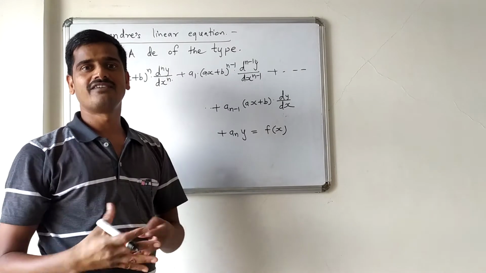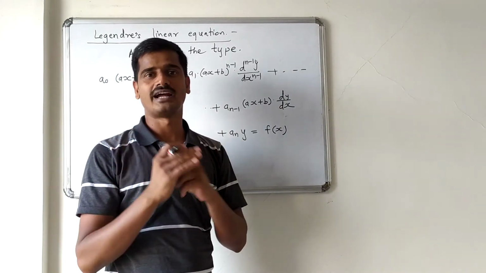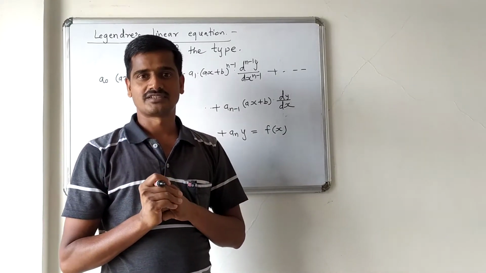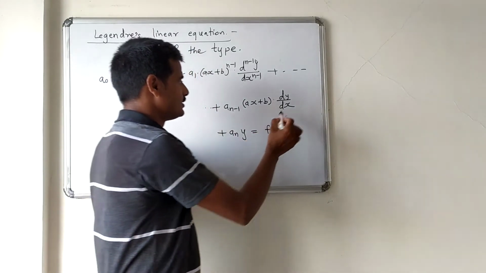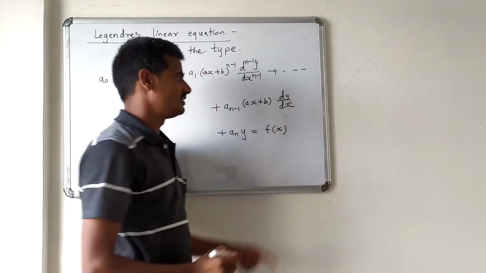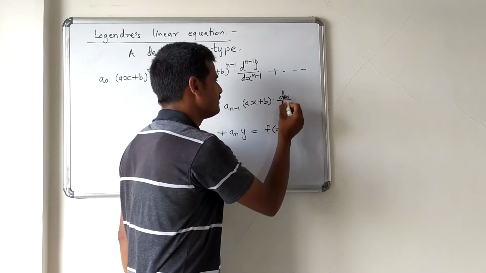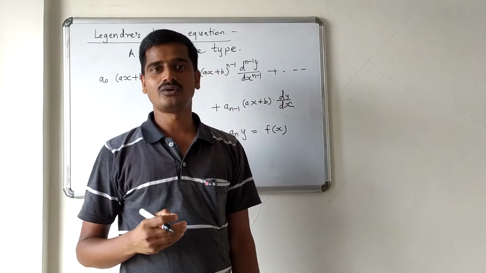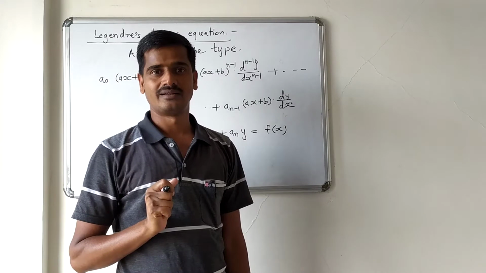And how to identify this? If a differential equation is given, how do we notice whether it is Legendre's linear equation? The procedure is very simple. You look at the first order derivative dy by dx: ax plus b is multiplied by dy by dx. Then if you look at the second order derivative, you will notice that (ax plus b) whole square is multiplied.